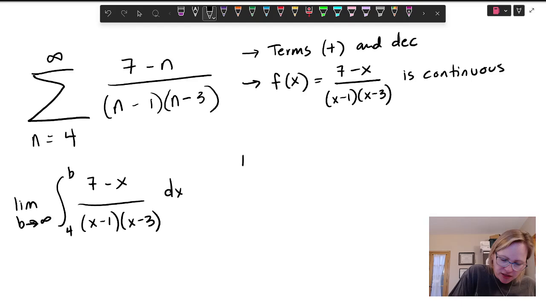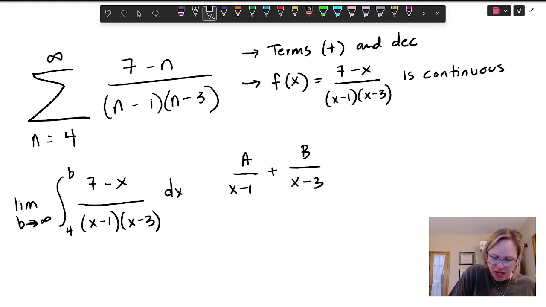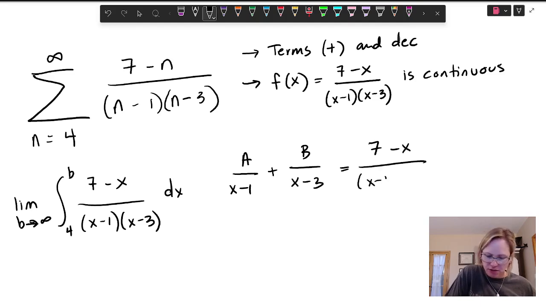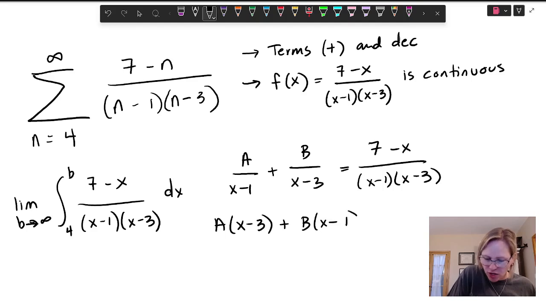So let's remember that this involves taking A over one of the factors and B over the other factor, and setting that equal to (7 − x) over (x − 1)(x − 3). So we'll have A times (x − 3). So remember, this is all about getting that common denominator. So through that process, we end up with this statement in our numerator.